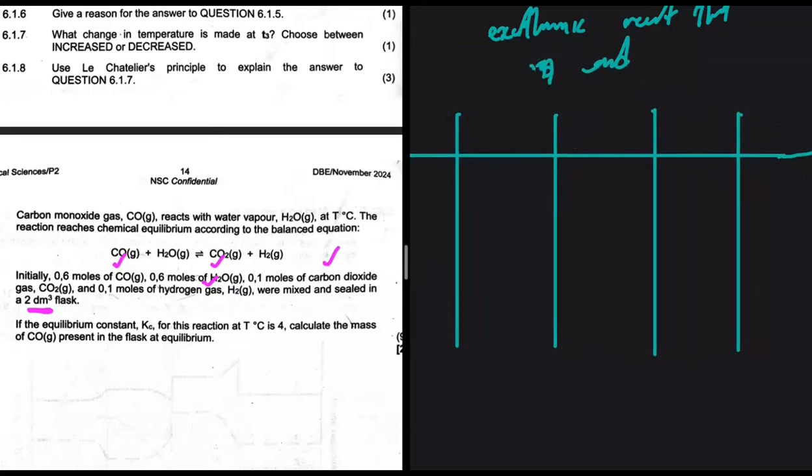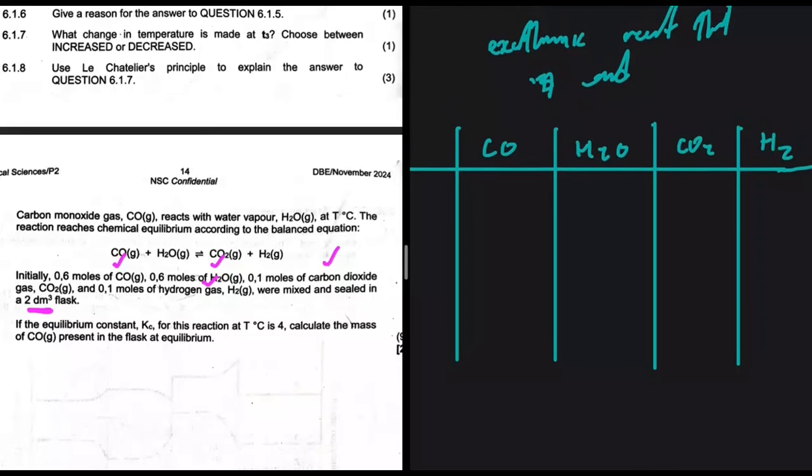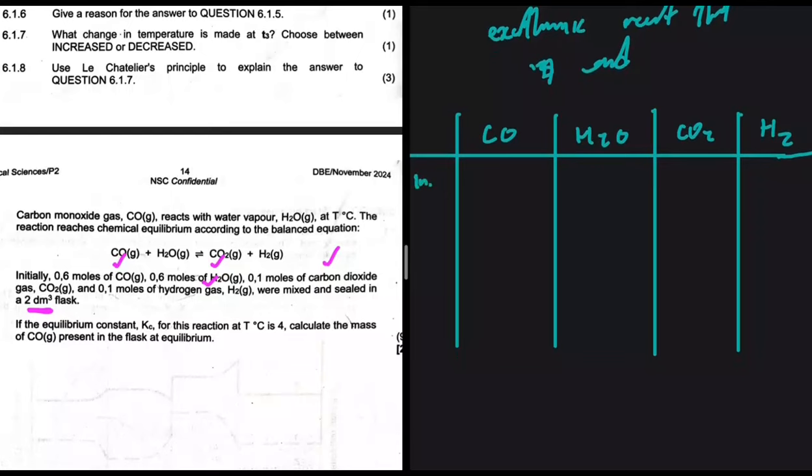Okay, so this is carbon monoxide, this is H2O, this is CO2, and then this is H2. The balancing coefficients, we have 1, 1, 1, 1, so we don't have to worry about that. And then here I'm going to put my initial number of moles. Here I'm going to put the change. Here I'm going to put the number of moles at equilibrium. Here I'm going to put the concentration at equilibrium.